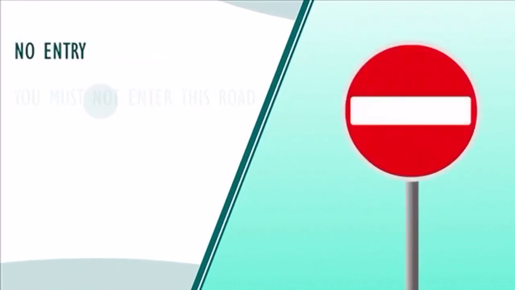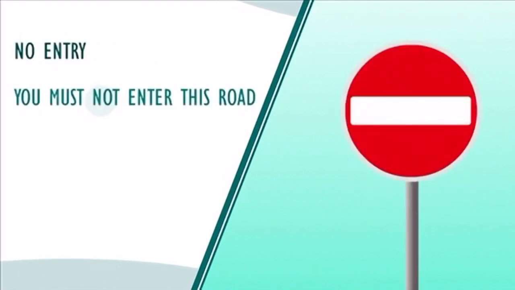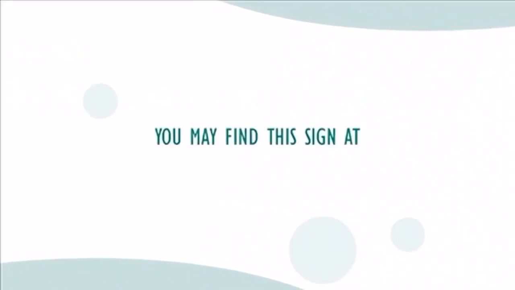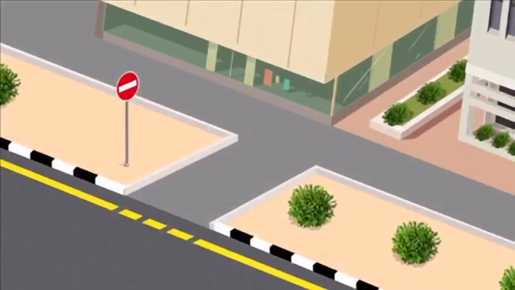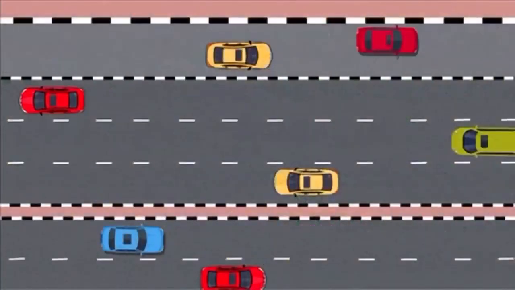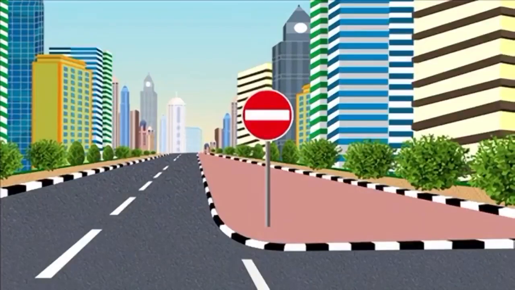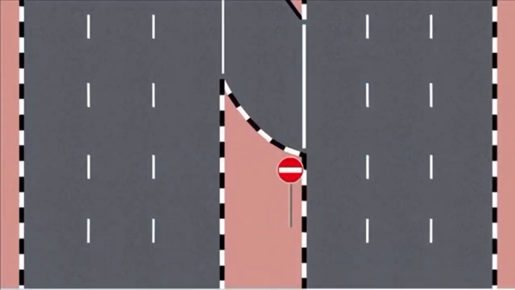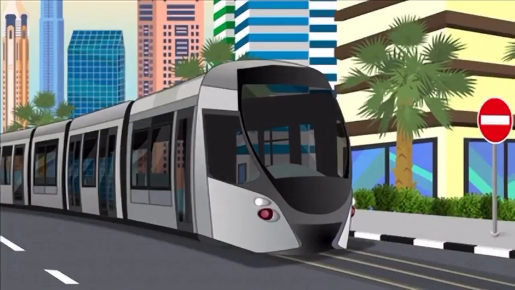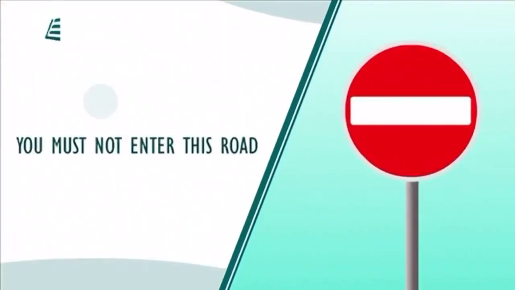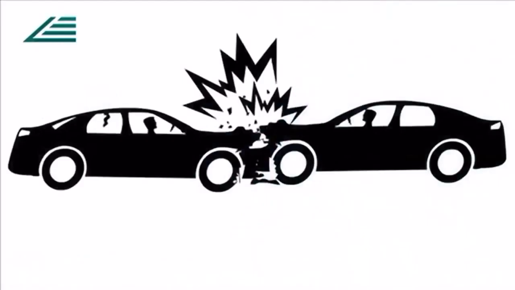This sign means that entering the indicated road is prohibited. You may find this sign at parking lots, exit points of premises, or service roads, restricted or unauthorized areas for private vehicles, at the end of a one-way road from the opposite direction, at the exit of the U-turn, and in areas dedicated for trams. Motorists must not enter the road where this sign is posted. Violation of this sign can lead to serious accidents.